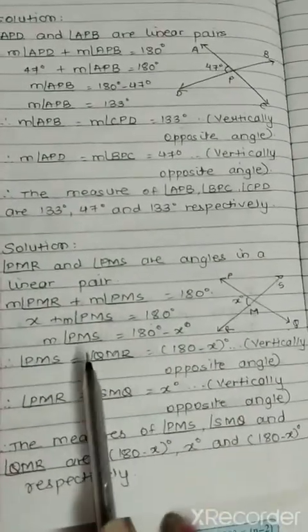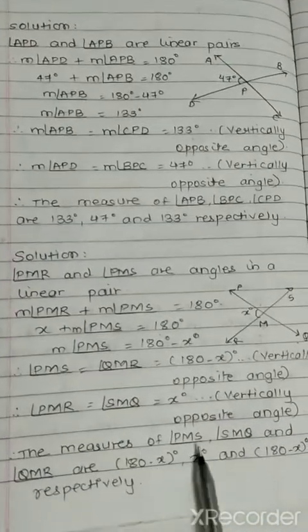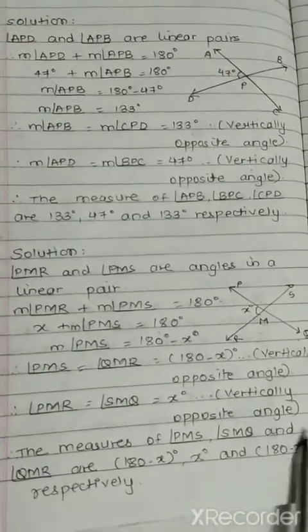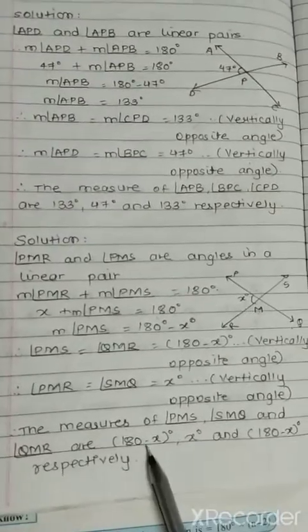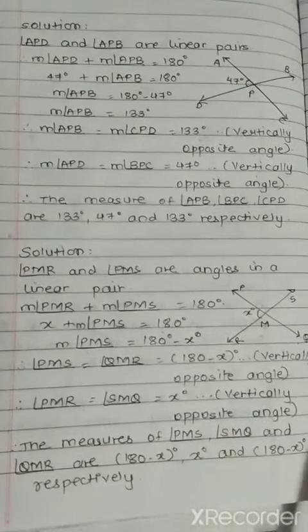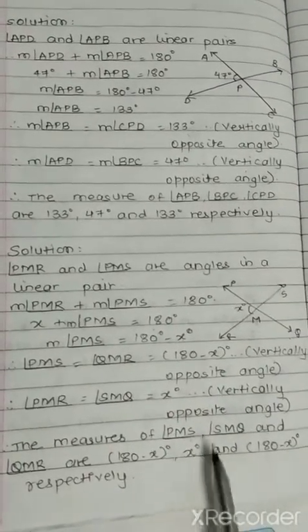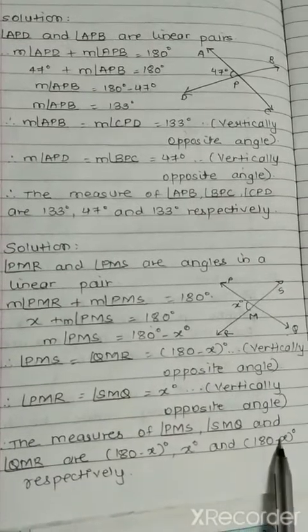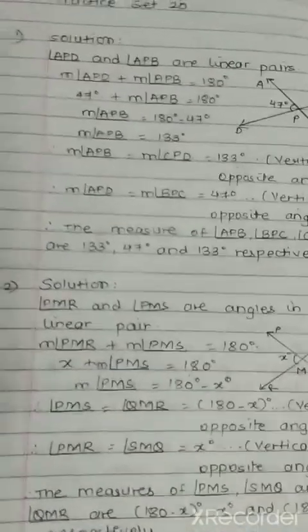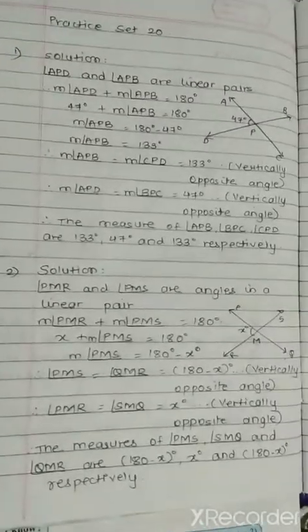Therefore, we found out the value for PMS, QMR and SMQ. Therefore, the measures of PMS, SMQ and QMR are 180 minus x degrees respectively. Again, the first value refers to the first angle, the second value refers to the second, while the third refers to the third angle. These are the two sums that are given in practice set 20.